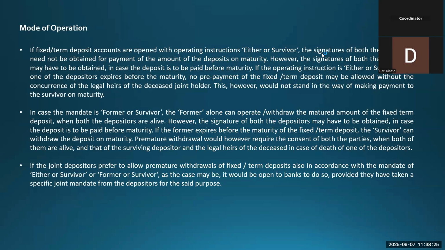If there is a joint account opened by 2-3 customers, then there are different modes of operations like either or survivor, former or survivor, or anyone or survivor. Either or survivor means any of them can operate the account, but if one of the joint holders is deceased, means died. In banking terms, what do we call deceased?